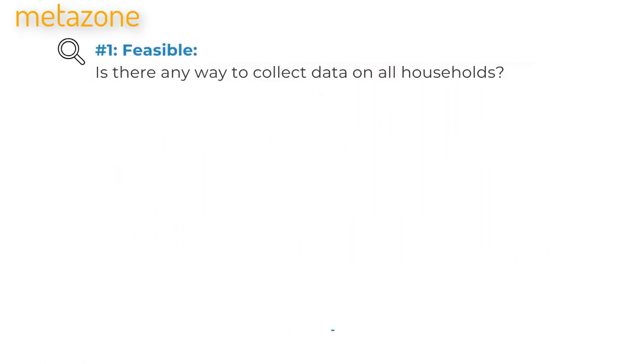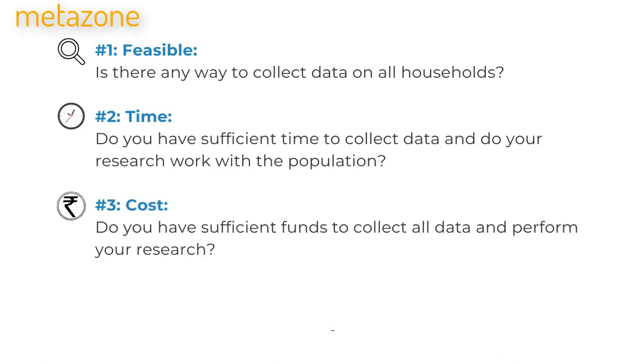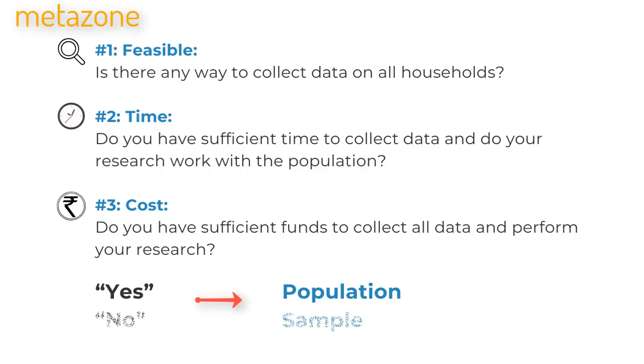First, feasible. Is there any way to collect data on all households? Second, time. Do you have sufficient time to collect data and do your research work with the population? Third, cost. Do you have sufficient funds to collect all data and perform your research? If the answer is yes, then you can proceed with the population, otherwise you should go with the sample.